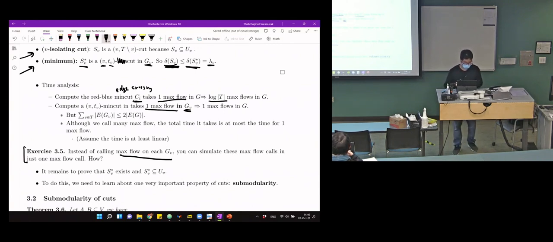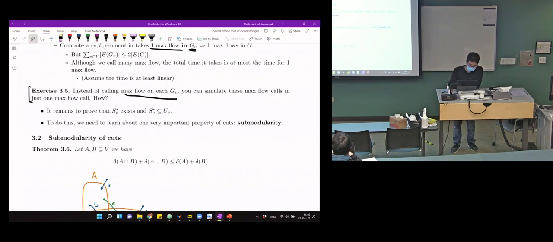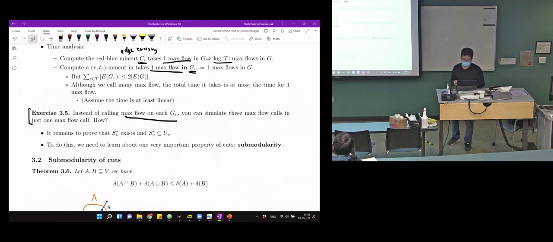So it remains to prove this. Why? How come this unique minimal thing exists, and why is it inside UV? But before that, I want to ask you again about running time and the description of the algorithm. Is it okay?